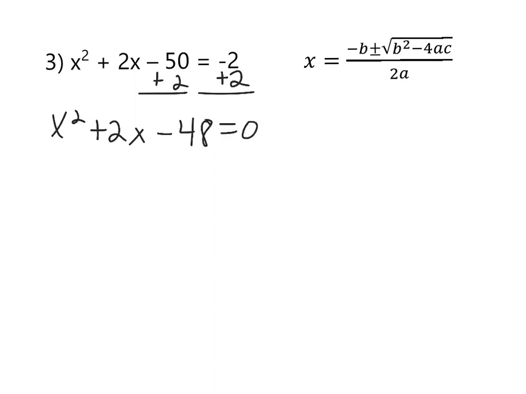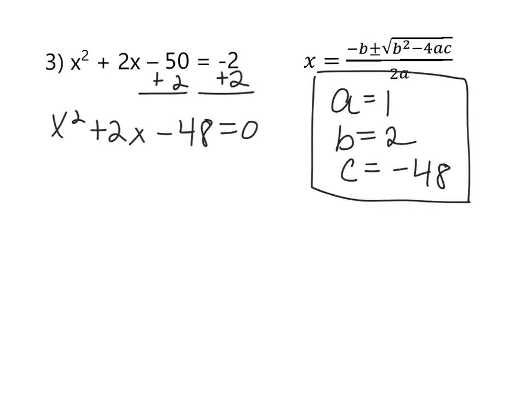I'm going to identify my a, b, and c. I'm going to do that off to the right this time to save space. So my a is 1, my b is 2, and my c is negative 48. And now I'm going to plug in with all my parentheses.